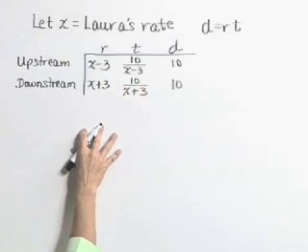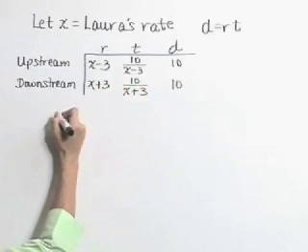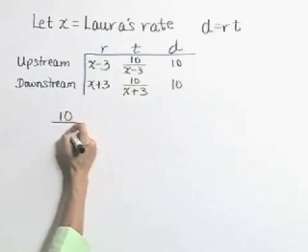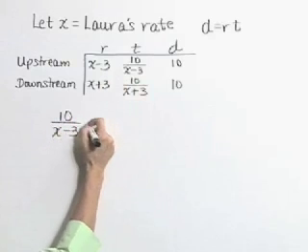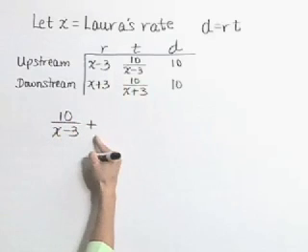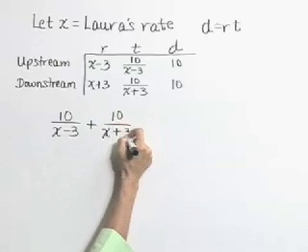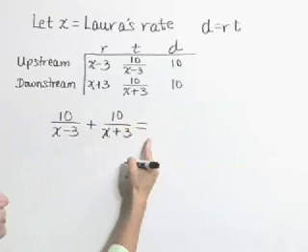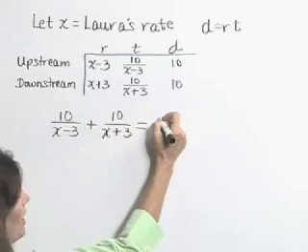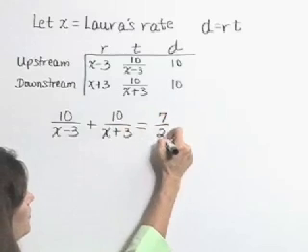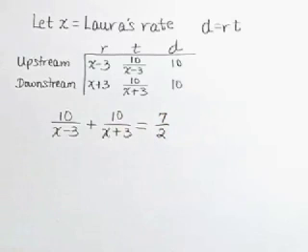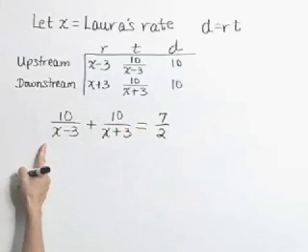Let's write that equation. The time upstream, 10 over x minus 3, plus the amount of time it took coming downstream, 10 over x plus 3, is equal to 3.5. I'm going to write that in improper form as 7/2. Now we've completed step 3, we've written our equation.